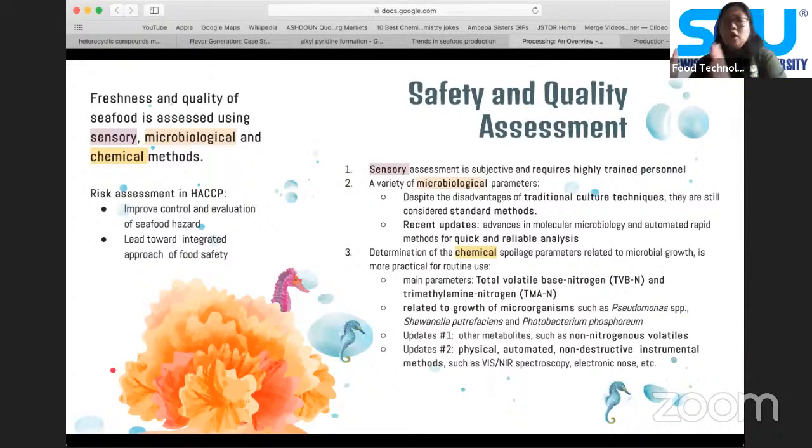Now, if we take a look at the quality control methods, you have the sensory. Sensory assessment is subjective and it requires highly trained personnel. But I will introduce you through a video, just a glance, to show how you do sensory quality control for seafood later.